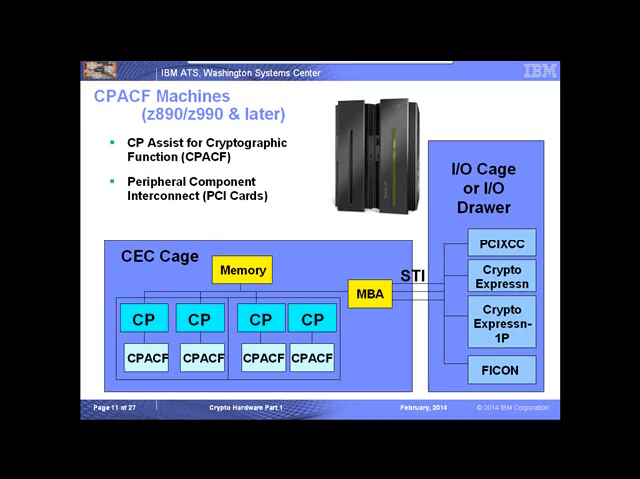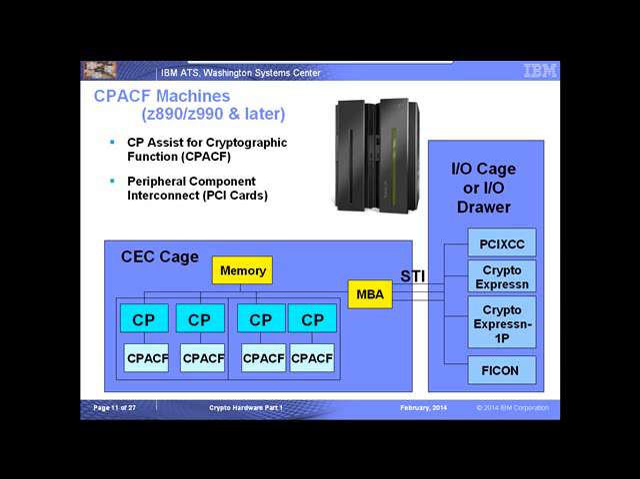So let's go to slide 11. Again, this is a little bit of the history. The CPAC, starting with the Z990s and the Z890, we have two different cryptographic hardware devices. We have the CPAC-F, the CP Assist for Cryptographic Function, and we have the Crypto Express cards. Now, back on the Z990 and 890, they were called PCI XCC cards and PCI CA cards. But with the machines today, the Crypto Express card is the secure key hardware that's available.